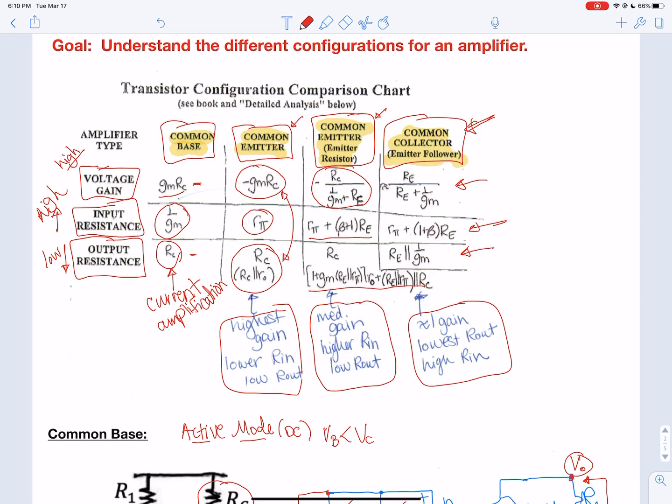And then another word for the common collector is a voltage follower, which you guys are used to that configuration for the normal dual input amplifiers, and that's what the common collector acts as, is a voltage follower. So a buffer is another word for that one.